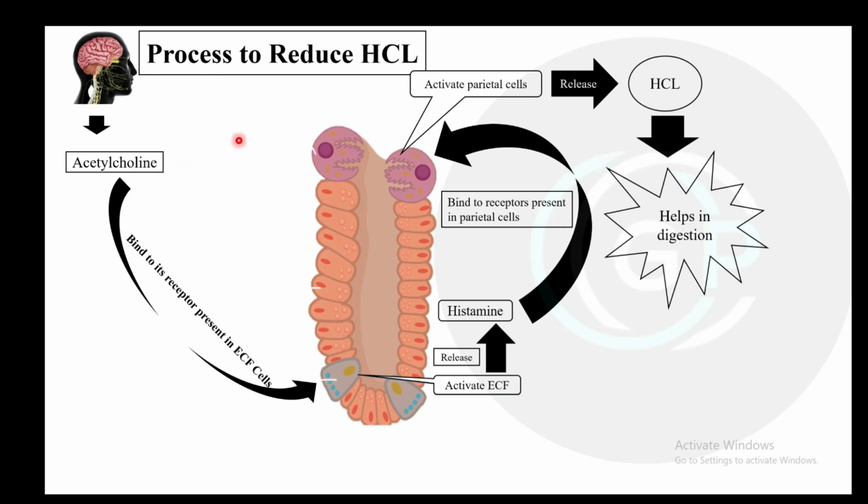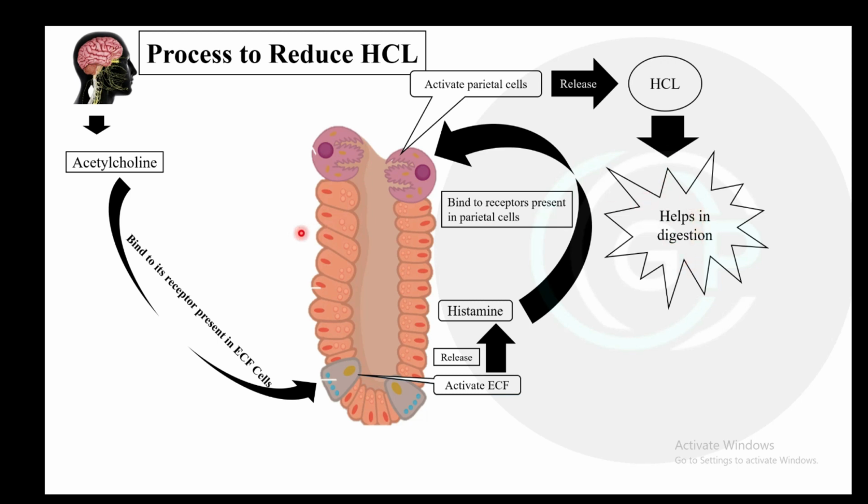After having our lunch or dinner, our central nervous system will get activated, and it will release the acetylcholine neurotransmitter. This acetylcholine will come to the ECL cell and activate it, and it will release histamine. Histamine will bind to the parietal cell, and this parietal cell will release HCl and help in digestion. This is the normal process of how digestion occurs.